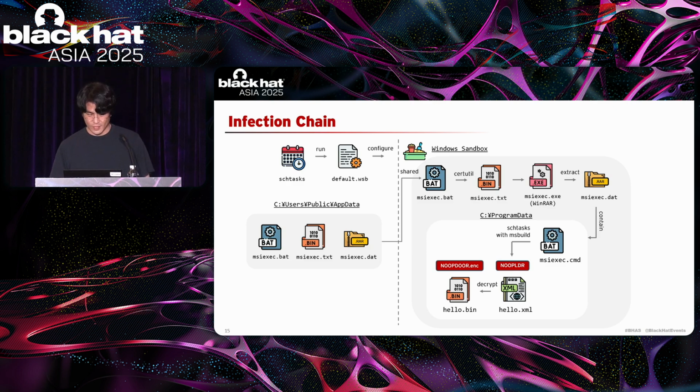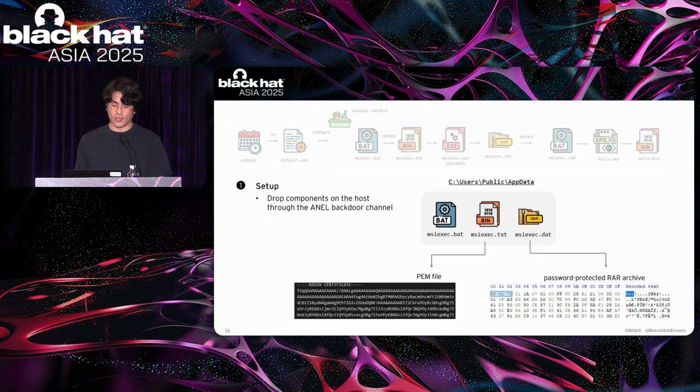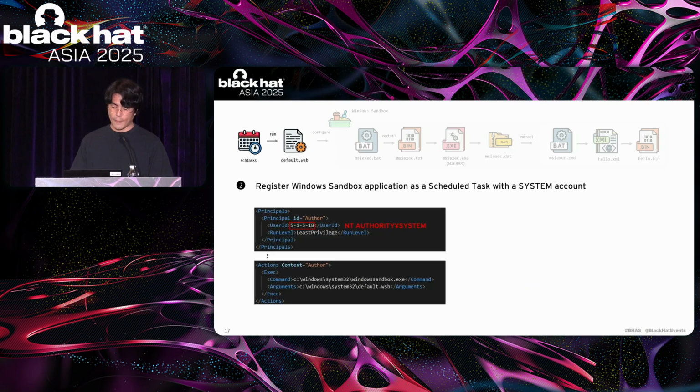For the first step, the adversary drops some components on the host through the first-stage backdoor channel. There are three components. One is a batch file. Another one is a PEM file. The third one is a password-protected RAR archive on the host. Let's see how these three components are used.